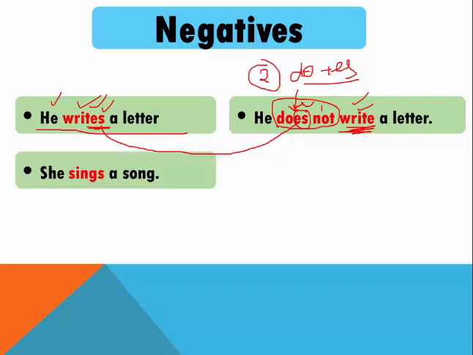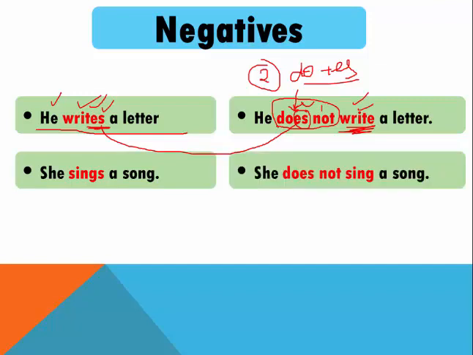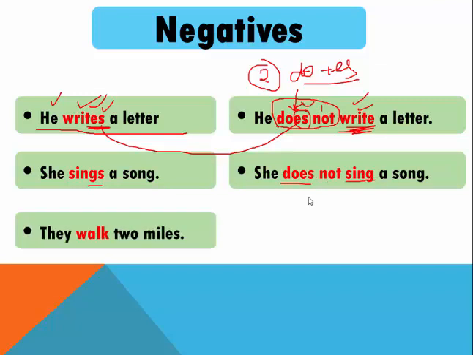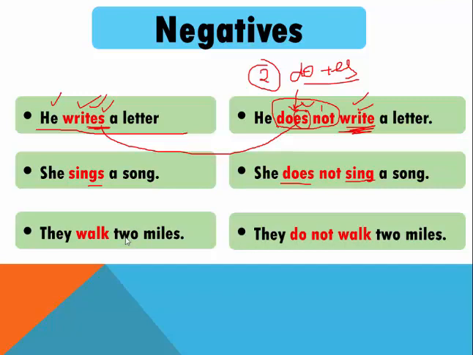Now next, he sings a song. Similarly, she doesn't sing a song. Again, you could see that this sings has become sing because does has come here. Now this is plural, together case 1 subjects, this is plural. So they walk 2 miles, plural, and here it is do not walk, not does.